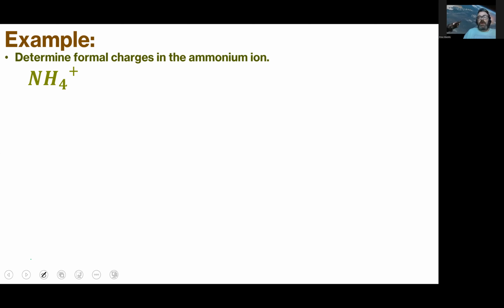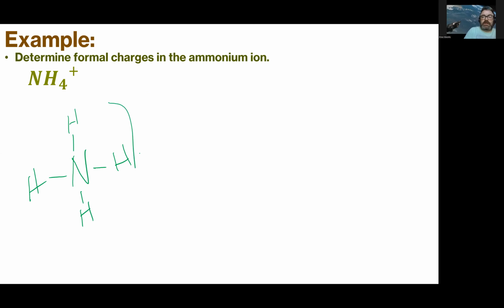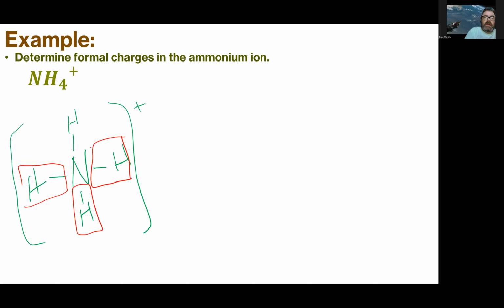We're going to draw a good Lewis structure for ammonium. So nitrogen in the center, 4 hydrogens around the outside. That's 8 valence electrons. For completion, I'm going to put the positive charge there. Now, if we look at this, all of the hydrogens look the same. Every one of these is a hydrogen with a single bond and no dots. So we can count the hydrogen once instead of counting the hydrogen 4 times and get the same result.